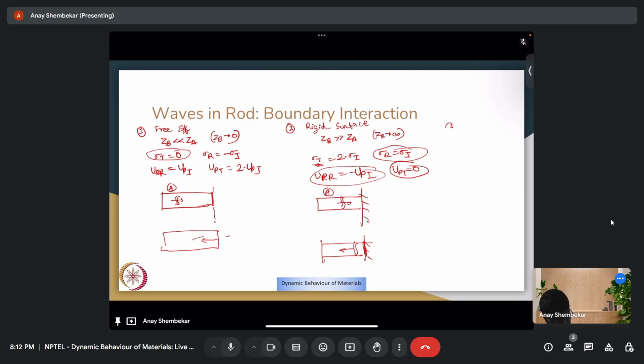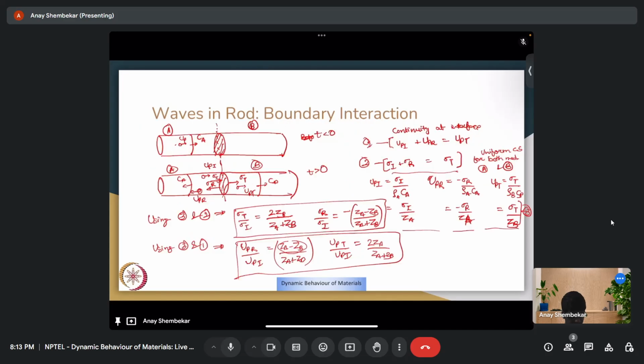And if I take a third special case, perfect match, what you have is basically ZB equal to ZA, which is basically one material itself. If our equations and derivation are correct, what we end up getting is sigma T is sigma I, sigma R is 0, which means no reflected component, and similarly UPT is UPI and UPR equals 0. You can see that these two terms will cancel out and this 2 will be 1, which means that the wave will transfer as it is.